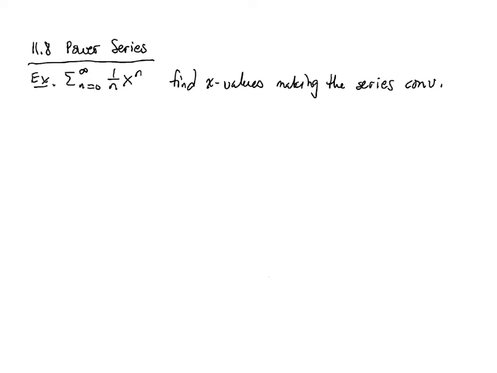Okay? And the way to think about how to find the x values that make this series converge is by looking at the form of the series. Right, so here we see powers of x, which is frequently our hint that we should be using either the ratio test or the root test. And so I'm going to try the ratio test for this one.